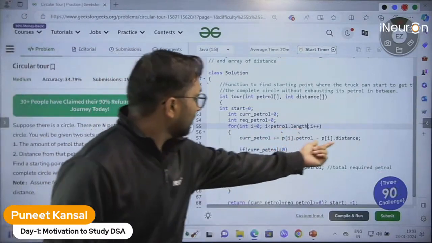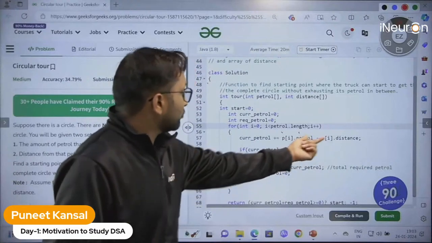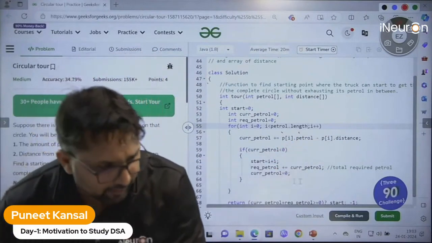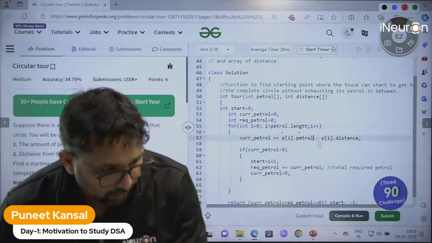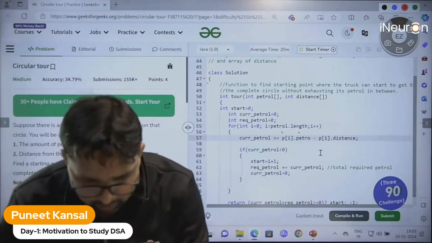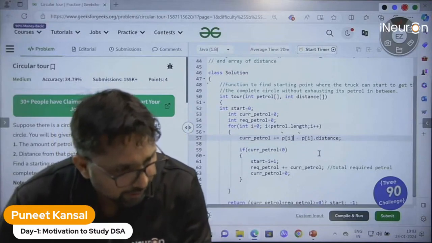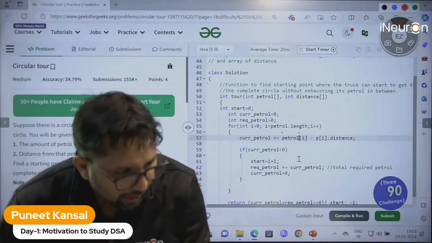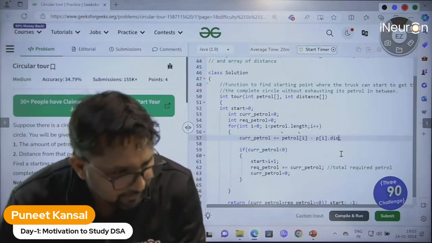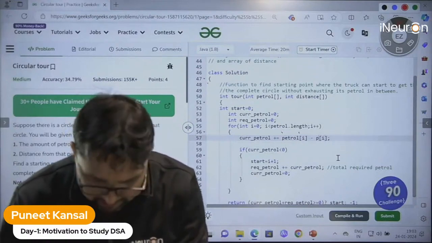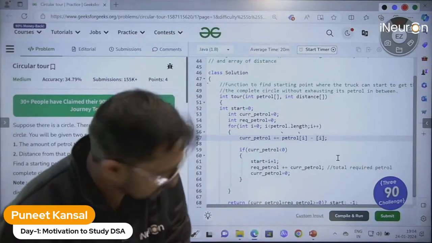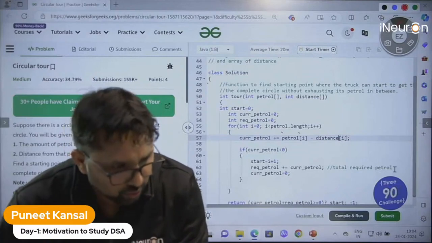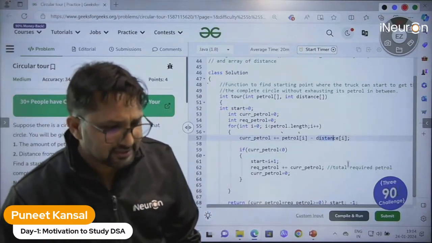This is not a structure. We have two different arrays, so we cannot access the value in the form of a structure. So let me update this also. The name of the array is petrol, and here the name of the other array they provided is distance. That's it. These are the modifications required to convert the C++ code to Java code.